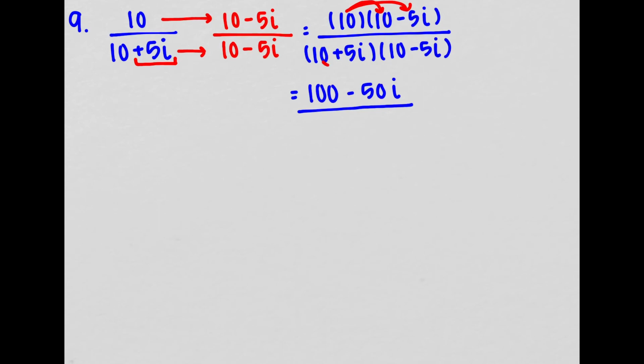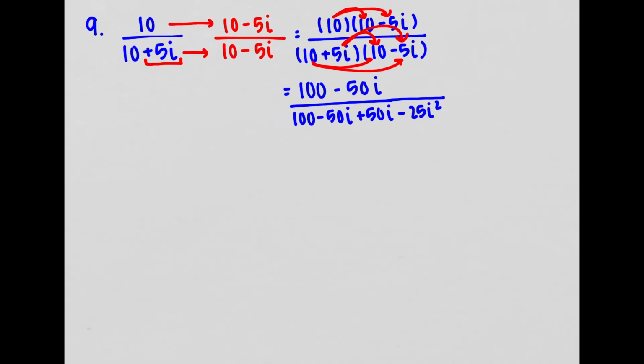Now when I start multiplying on the bottom, again, I have 10 times 10, so that's 100 again. I have 10 times negative 5i, so negative 50i. 5i times a positive 10 gives me a positive 50i. And then finally, 5i times negative 5i is negative 25i squared. So first thing I want to look for is if something canceled out in the bottom, and it does. I have that negative 50i and the positive 50i, so that's going to go away. So what's left in my fraction on top is 100 minus 50i over 100 minus 25, and instead of i squared, remember you have negative 1.